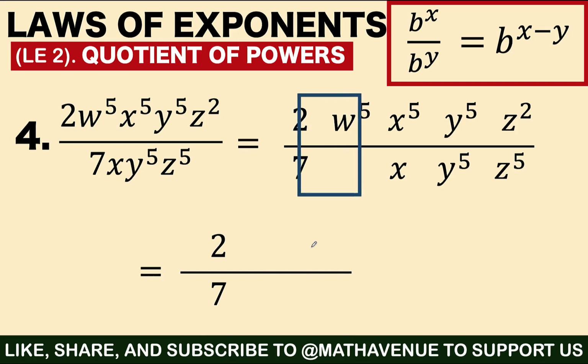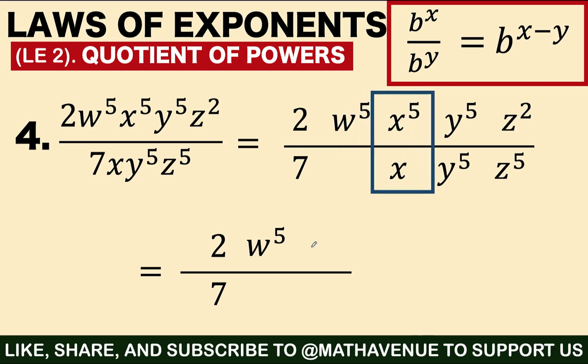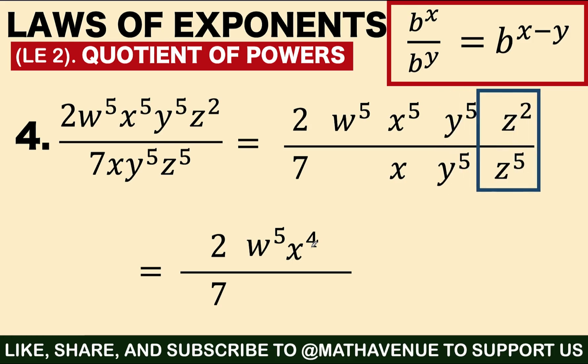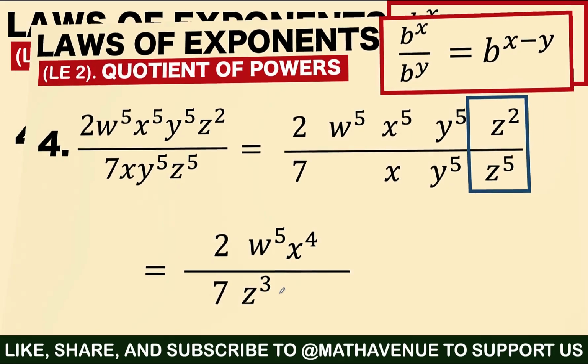W to the fifth is alone, so we just copy W to the fifth. Then x to the fifth divided by x would result in x to the fourth. Y to the fifth divided by itself is 1, so we can cancel that out. And then c squared over c to the fifth. Notice that 5 is greater than 2, so the answer should be written in the denominator, and that is c to the third. As simple as that, we now have the answer.